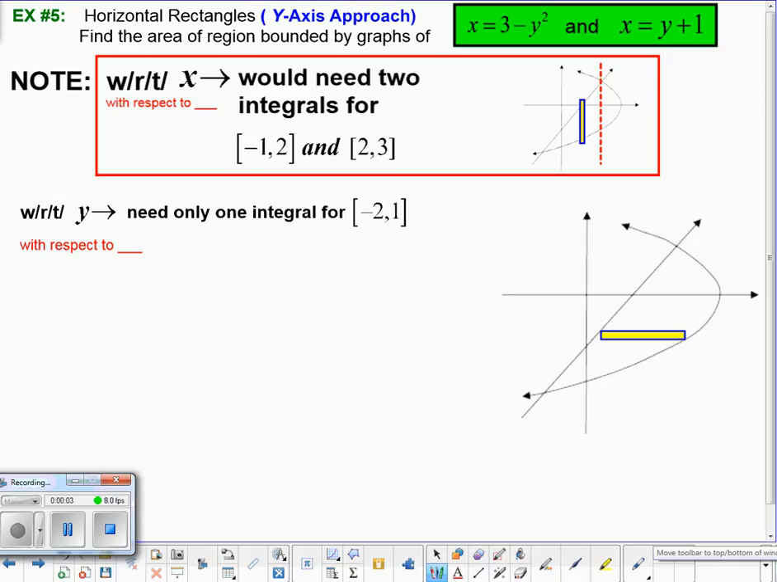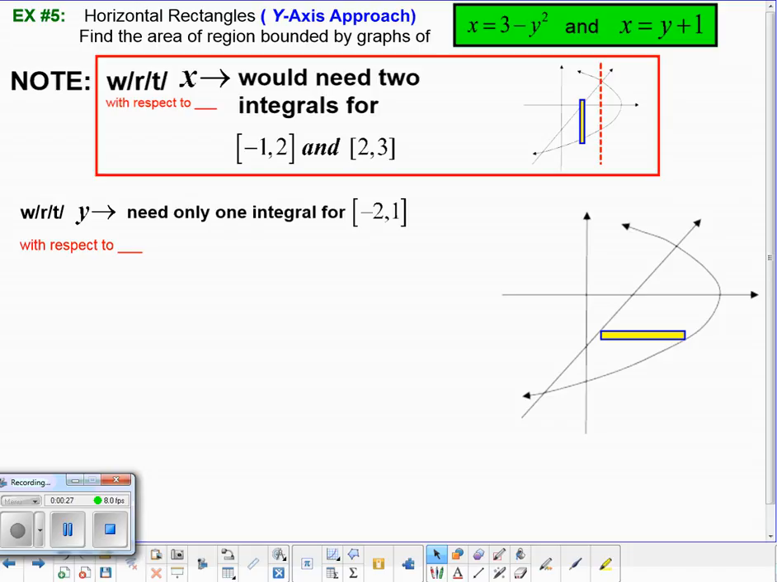Okay, welcome. We are working on section 7.1, the area between two curves, and this will be examples 5 and 6 on this video. We encounter example 5 here, and it presents a new problem for us. I have the same curve laid out here, showing vertical versus horizontal rectangles.